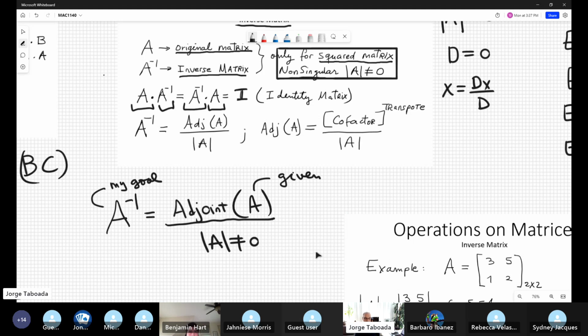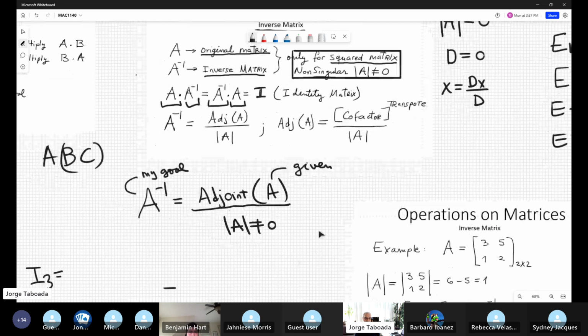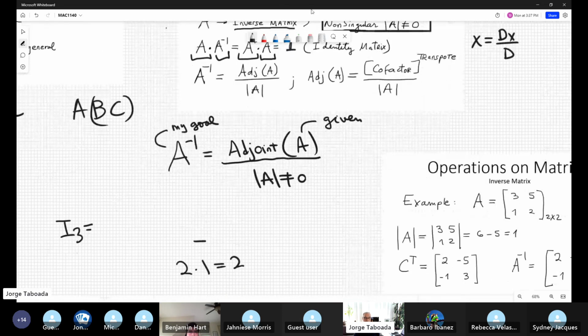The adjoint is the matrix of the cofactors. Let me explain the matrix of cofactors. You have one given matrix. I want to explain the theoretical part, but I promise that I will do a couple of examples in 2 dimensions and 3 dimensions.